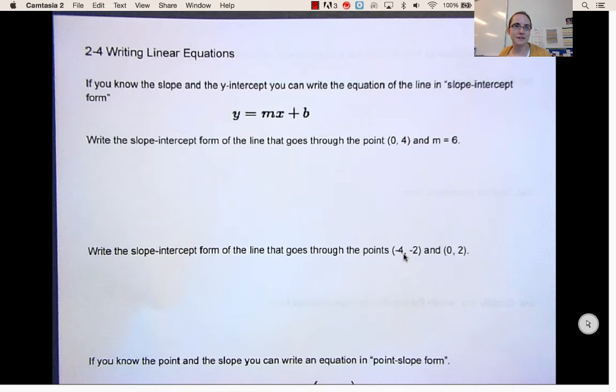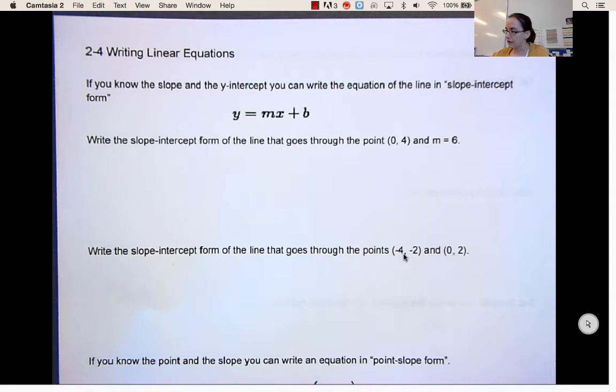Hi guys, this is Chapter 2, Lesson 4, Writing Linear Equations. The first form that we're going to talk about is slope-intercept form. If you know the slope or can find the slope from a graph and you have the y-intercept, you can write a linear equation in slope-intercept form.